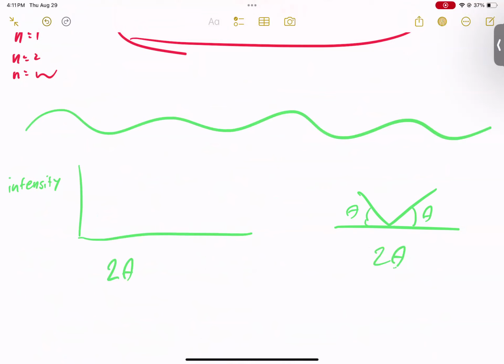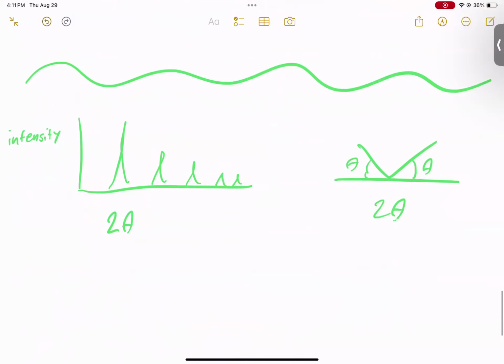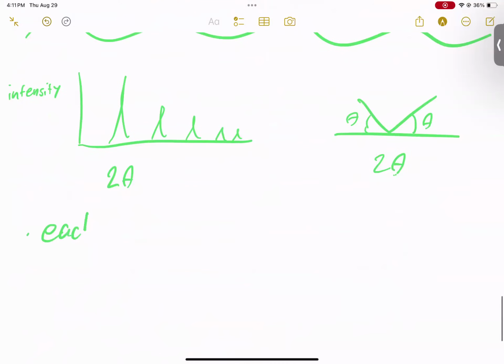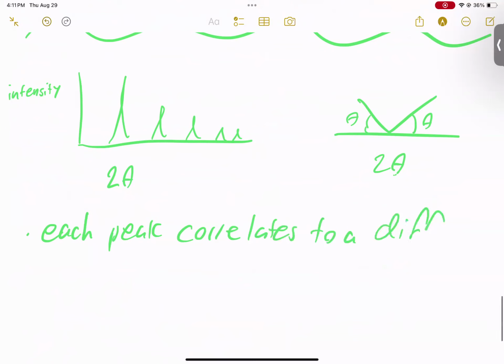That's just the convention. What actually happens is that we will have different peaks, and as 2 theta increases, intensity decreases. And then each of these peaks correlates to a different crystal plane.